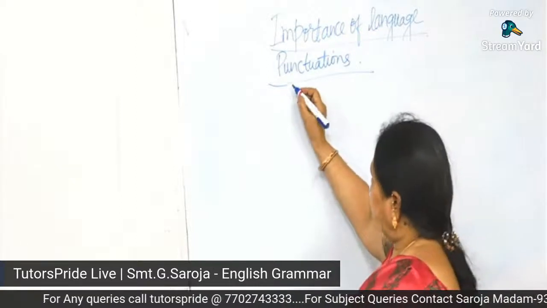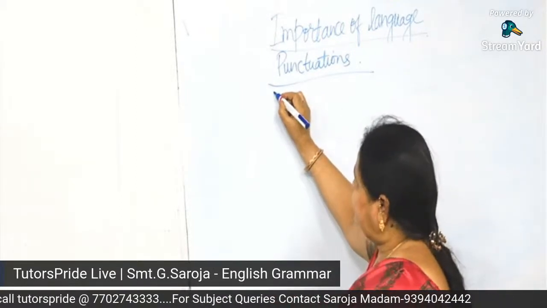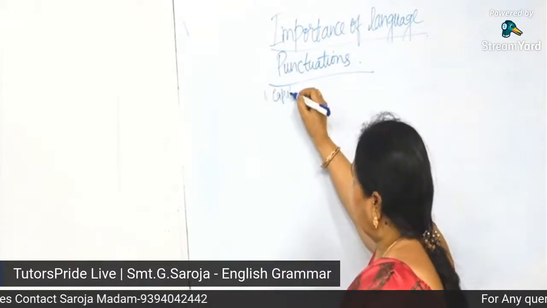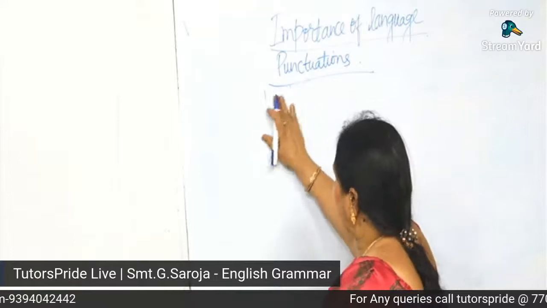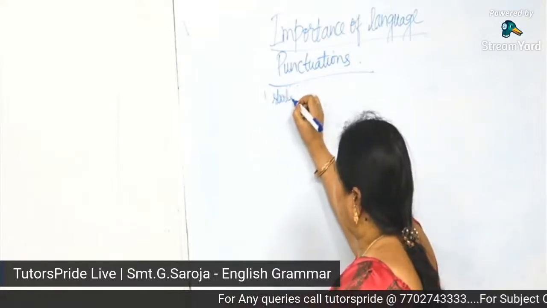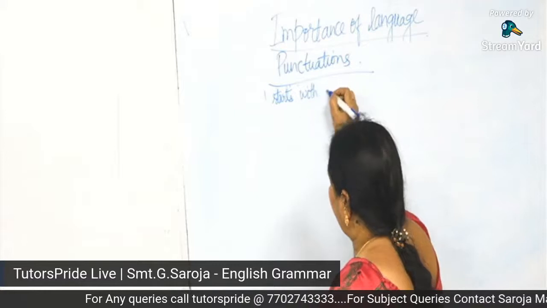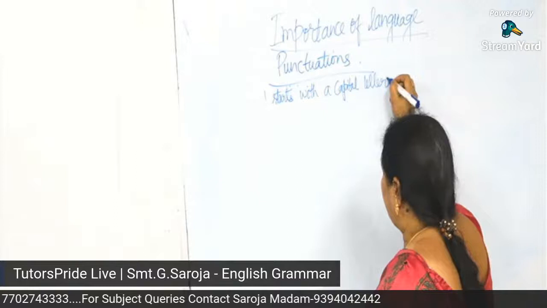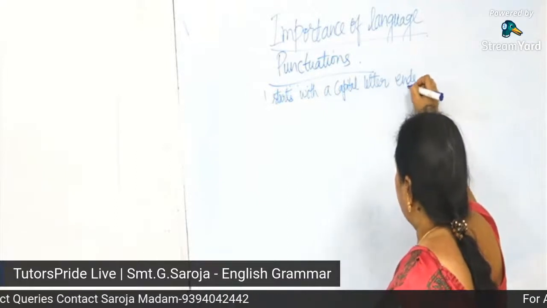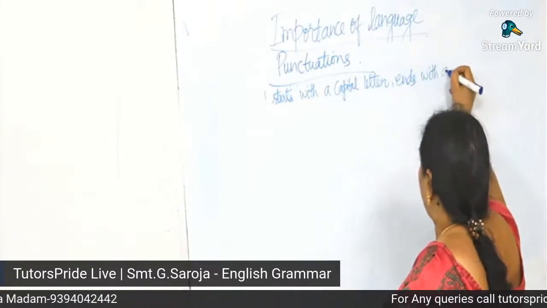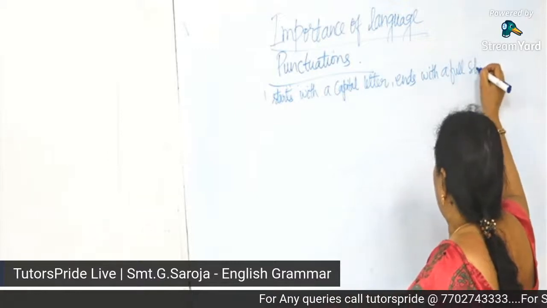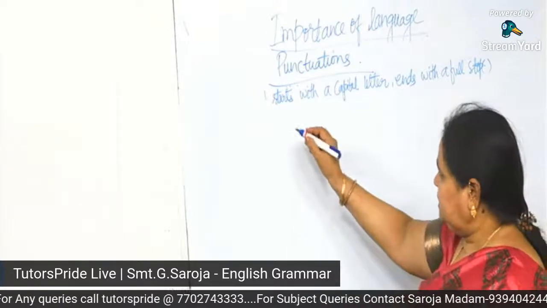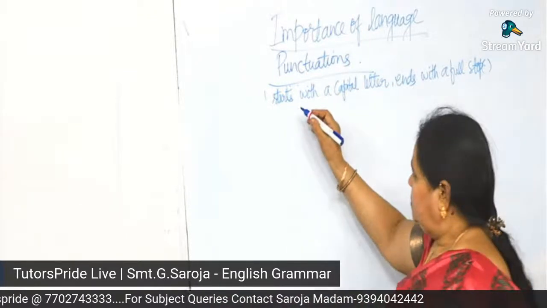Now, the first punctuation rule: every sentence starts with a capital letter. First thing, it starts with a capital letter and ends with a full stop. How is a full stop denoted? First, starting will be a capital letter.